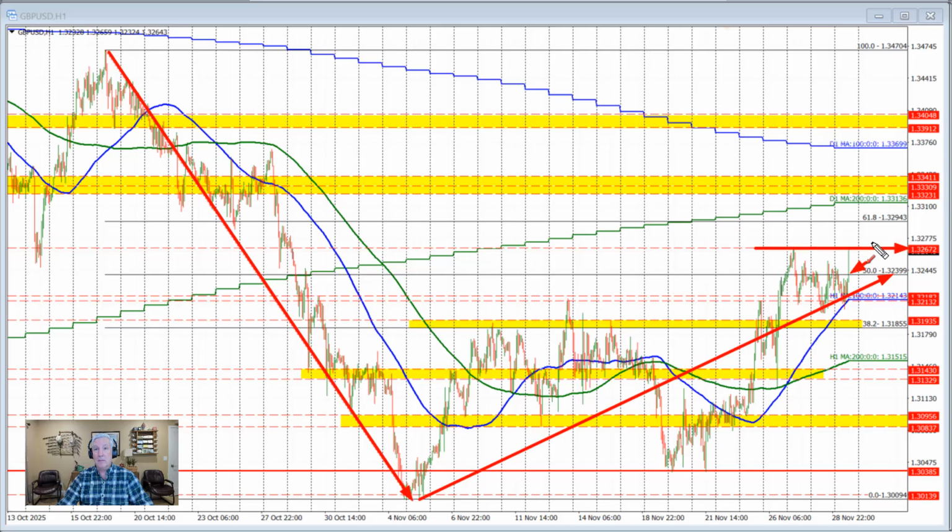If we get above that level, then the next target comes against the 61.8% retracement. Way up here is the 200-day moving average of 1.33136. So that's the roadmap for the pound versus US dollar. So there you have it, a kickstart look at the three major currency pairs, the euro versus US dollar, dollar versus yen, sterling versus US dollar.